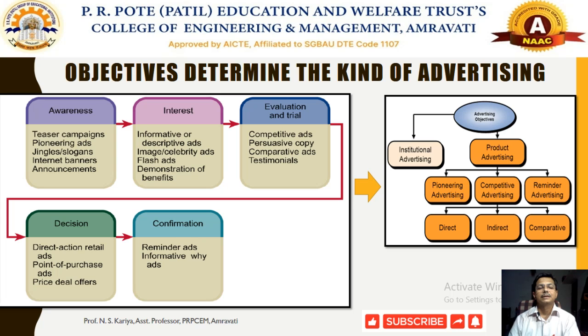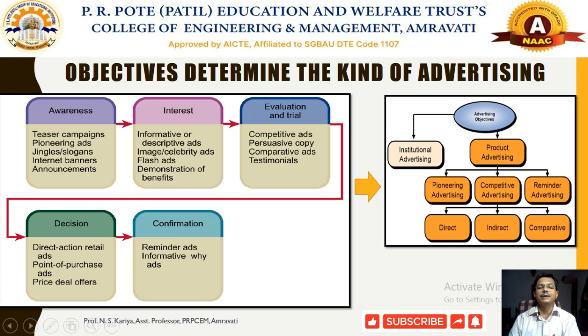So there will be a direct action, retail ads would be there, so that retail ads can be prepared by also using cooperative advertising. There will be different point of purchase ads. Whenever a customer approaches the retail outlet, we will find a point of purchase nearby that retail store, and there will be some sort of price discounts or price deals offered, so that can also be made available to them.